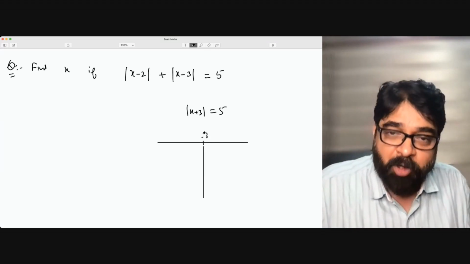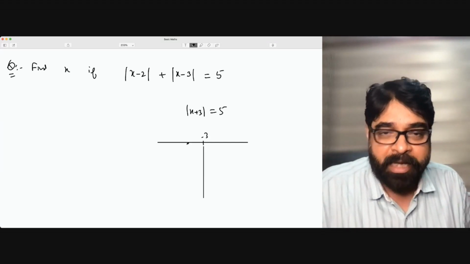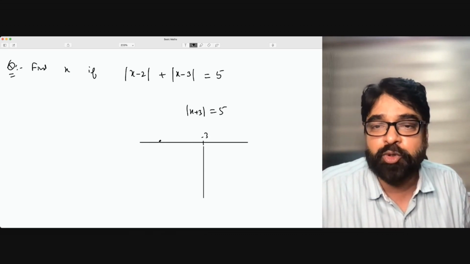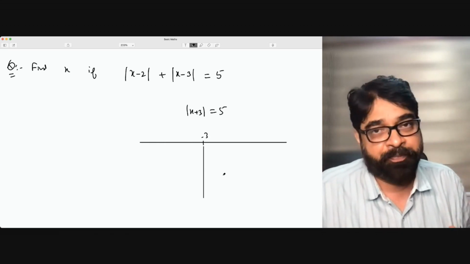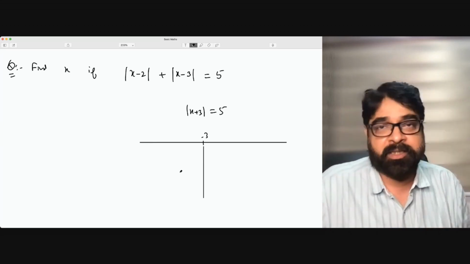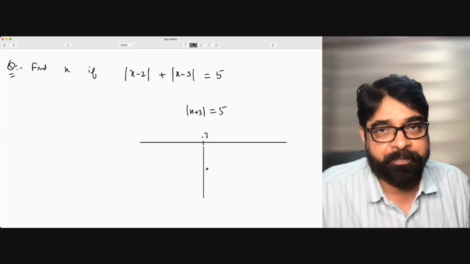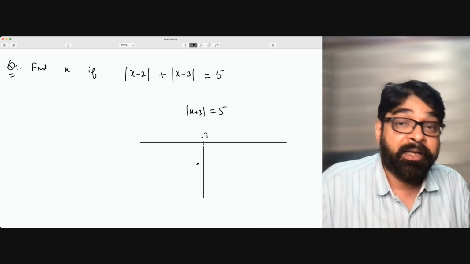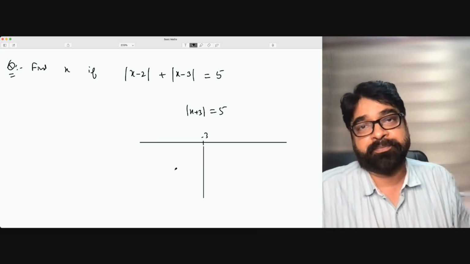Okay? So before minus 3, this is negative. Actually, I break the whole real number line into 2 portions. I made it 2 questions. One before minus 3, another after minus 3. Why, sir, do you take minus 3? Because at minus 3, this is 0.